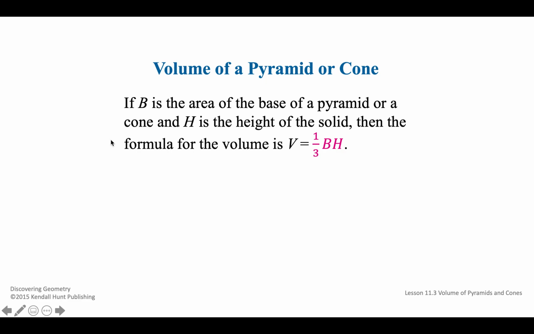So if B is the area of the base of a pyramid or a cone, and H is the height of the solid, the cone or the pyramid, then the formula for the volume is 1/3 times the base area times the height. So if you were to take away the 1/3, that would be just like the formula for a prism or a cylinder.